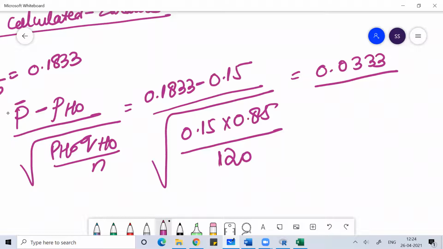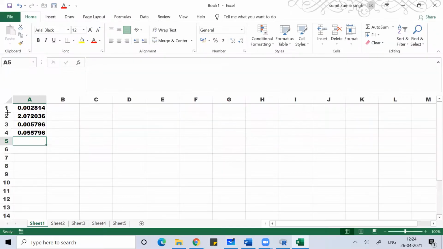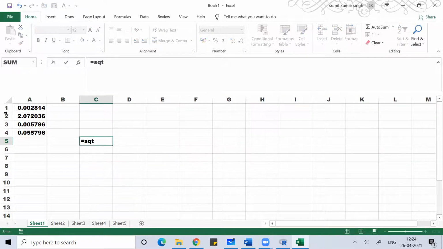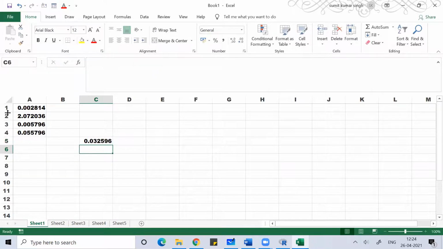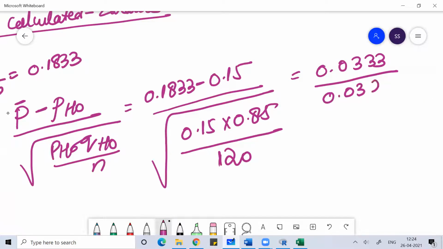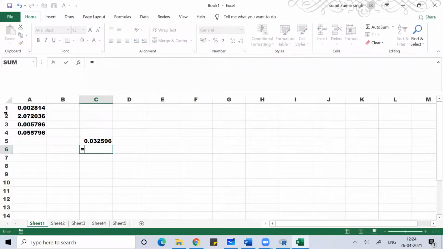So 0.0333 is divided by the square root of 0.15 into 0.85 divided by 120. This standard error comes to 0.032596.